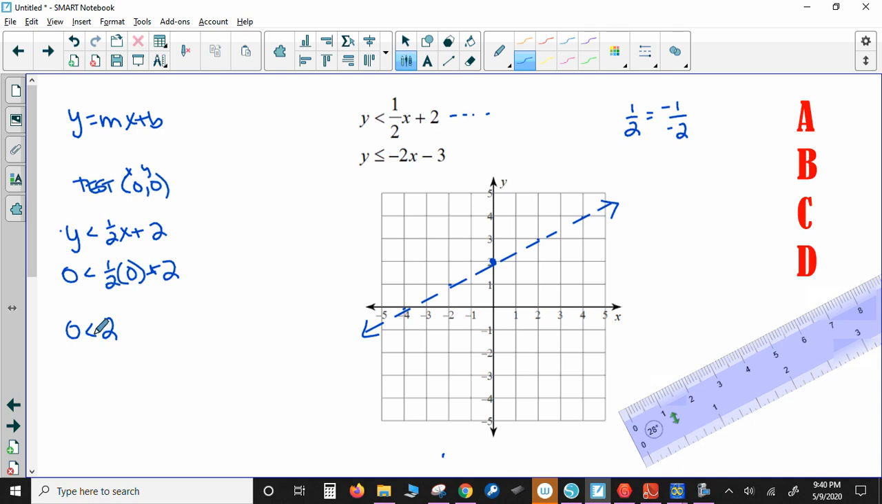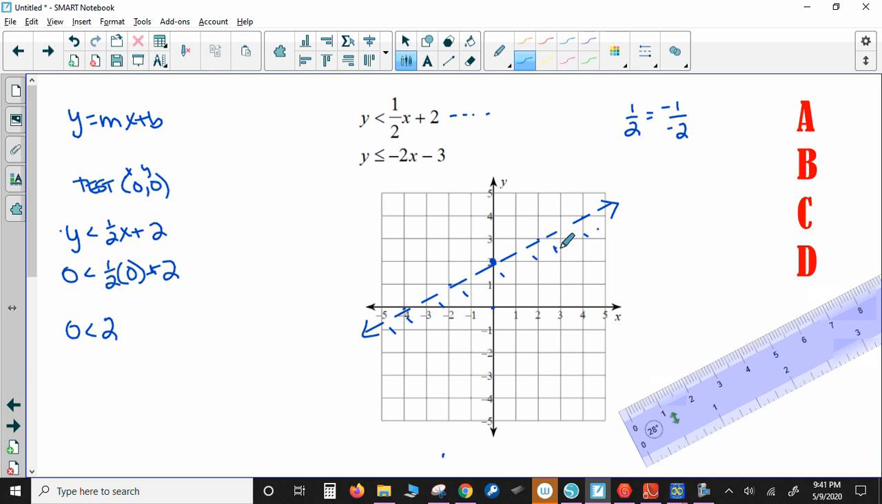Yes, it is. Because this was true, we are going to shade below this line. I'm not going to do anything just yet, because my solution set is only the part that's true for both lines.